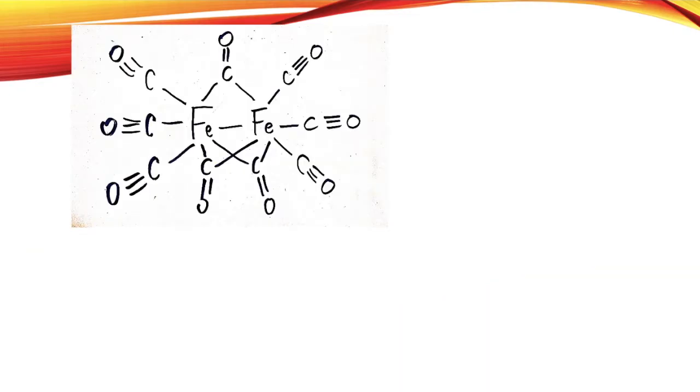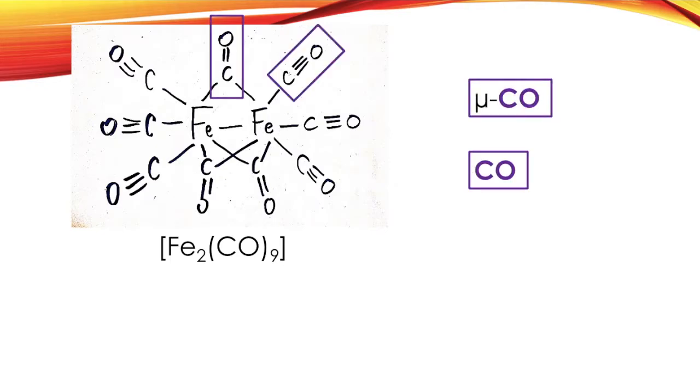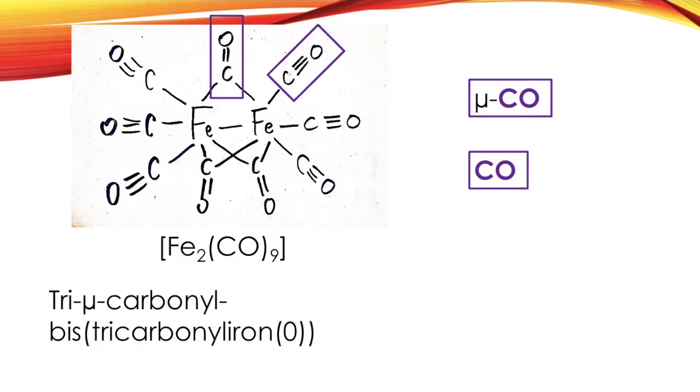First, let's identify the ligands. This both helps in the name and in identifying them for later use in electron count. There are 3 bridging carbonyls, and then there are 3 carbonyls in each of the 2 irons, so bis. It has no charge, so we add the 0, and we end up with Tri-µ-carbonyl-bis tricarbonyliron 0.